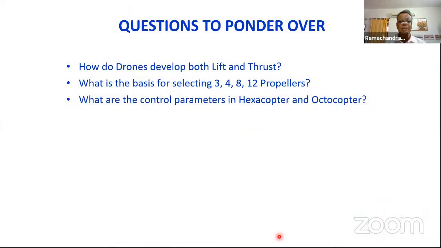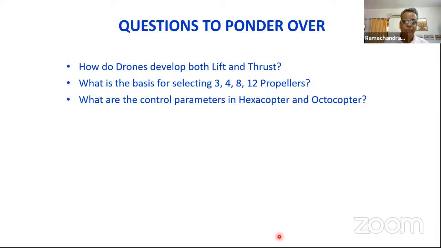So therefore, I want you to ponder about these things and get some answers. I'm not going to discuss this here because there's no time. How do drones develop both lift and thrust? Some of you are not into aero systems, maybe from a different field, but you should know how drones, when they fly, develop lift, because they have to be aloft in the air, and also move forward, because thrust is produced at a particular speed. And how do they maneuver?